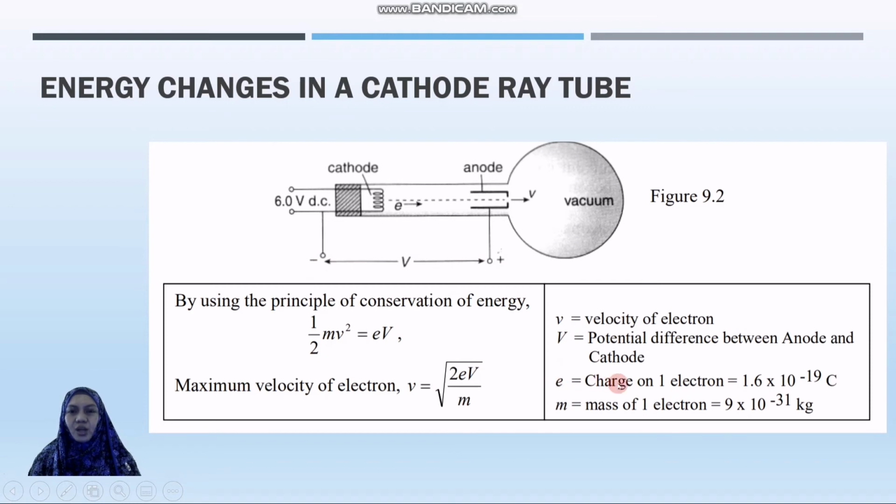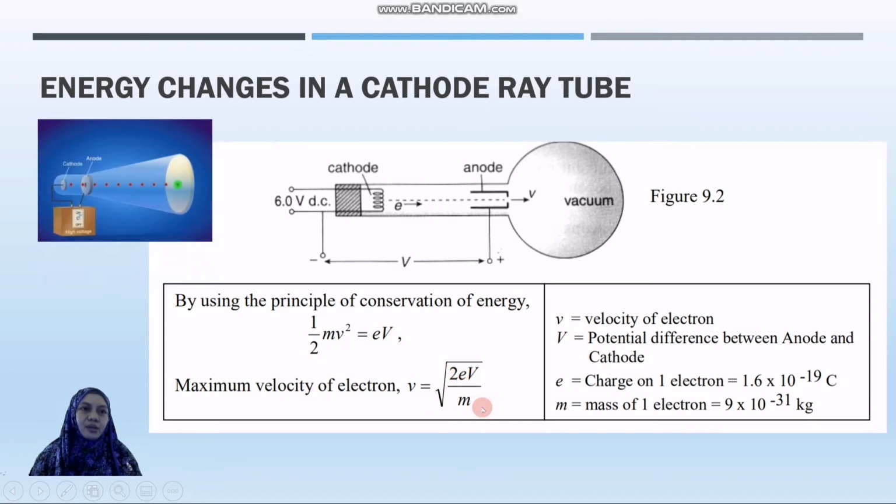And e is the charge on one electron, which is equal to 1.6 times 10 to the power of negative 19 coulomb, while m is the mass of one electron, which is 9 times 10 to the power of negative 31 kilogram. And when we rearrange this equation, we can find the maximum velocity of the electron, which is given by v equal to the square root of 2eV divided by m. So let's take a look at how to apply this equation.